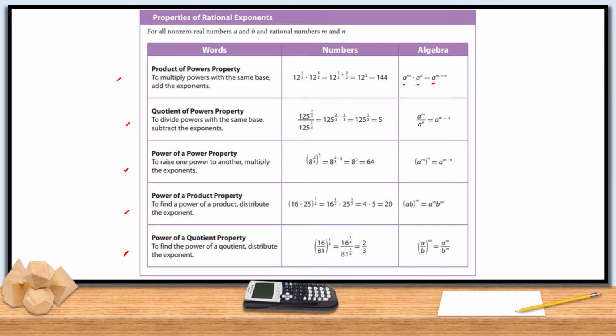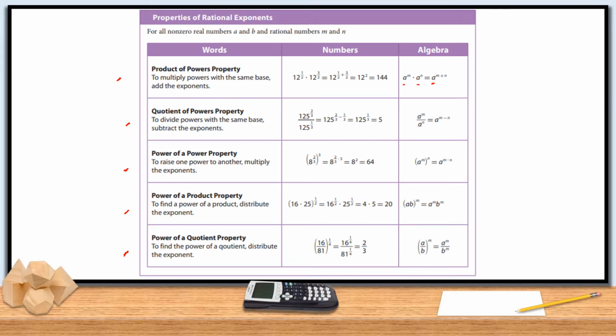The next one, the power of a product property. If you have two numbers multiplied and they're both raised to an exponent, the exponent distributes to those two numbers. So a times b to the power of m is the same as a to the power of m times b to the power of m. And then the power of a quotient property: if you have a fraction, a numerator and denominator raised to an exponent, the exponent applies to the numerator and the denominator.